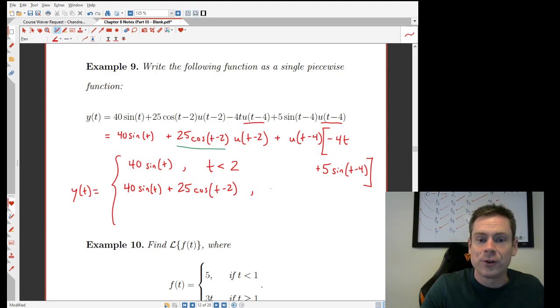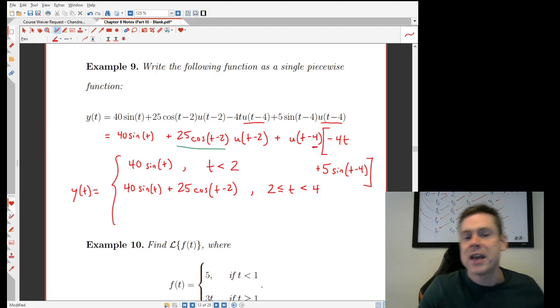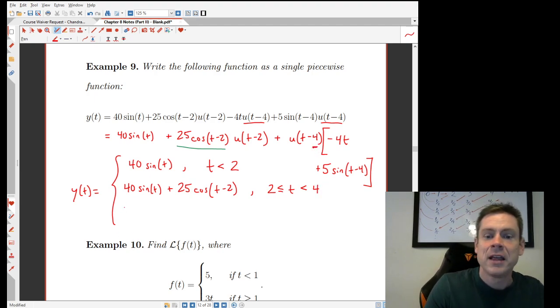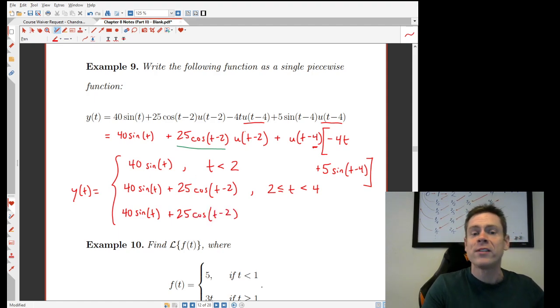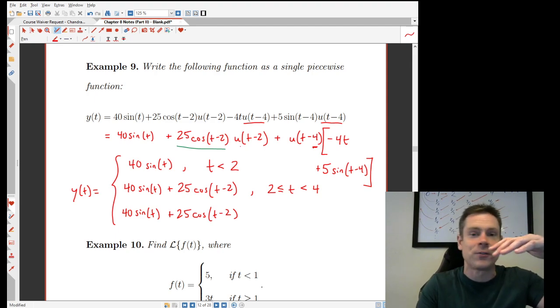And that's going to be true for t between 2 and 4, because this is when the next behavior gets added. And at 4, we now have 40 sine of t plus 25 cos, right? When you're going this way, those behaviors don't shut off. Once a u turns from 0 to 1, it's on forever.